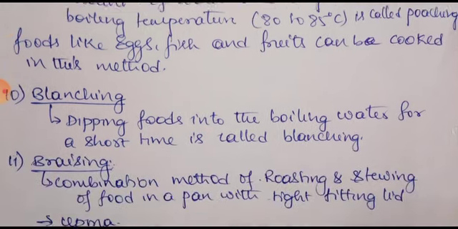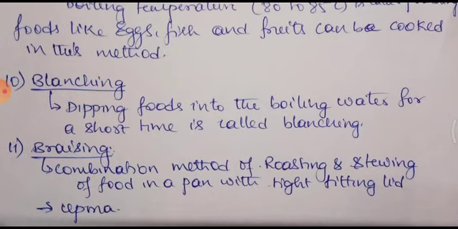Blanching. Blanching is the dipping of food into boiling water for a short time. So we subject the food to boiling water for a short time, keep it in boiling water for a short time, and then remove it.